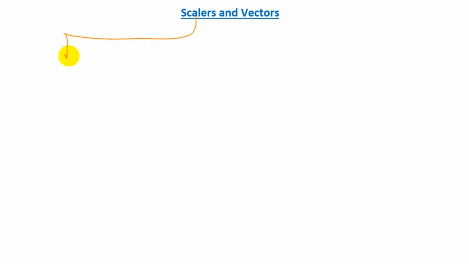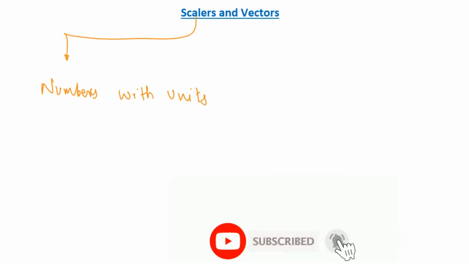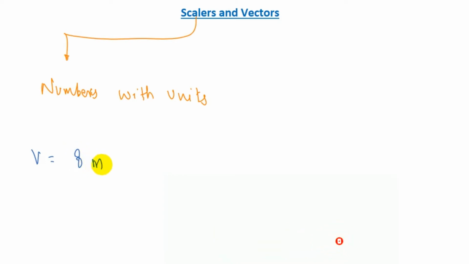So what are scalars? Scalars are numbers with units. You can take one example like the volume of a container. Suppose the volume is 8 meter cube. So 8 is a number and this meter cube is a unit. It's a scalar quantity and it has only magnitude, no direction.